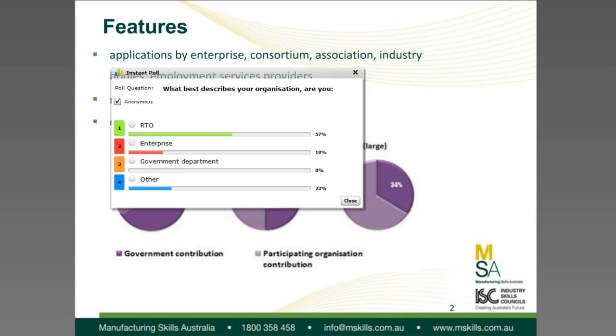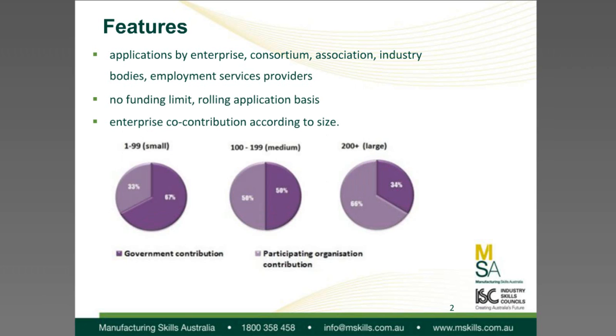The important point to make here is that the fund works off a co-contribution model. This means the government acts in partnership with any participating enterprise or group of enterprises and pays only a contribution to the total training cost. This contribution is dependent on the enterprise size, and as you can see on the diagram that should appear on your screen now, a small enterprise is one made up of 1 to 99 employees, and they can expect 67% of their total training costs covered.